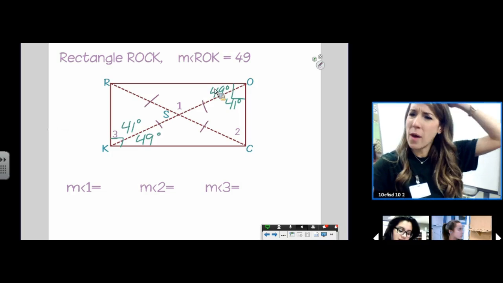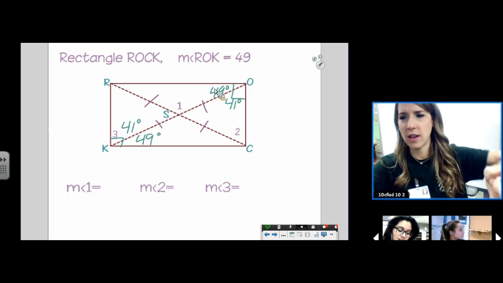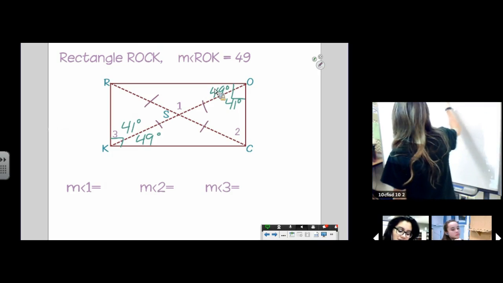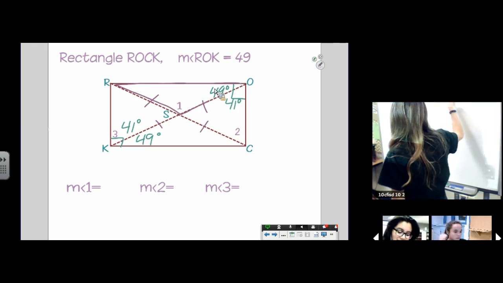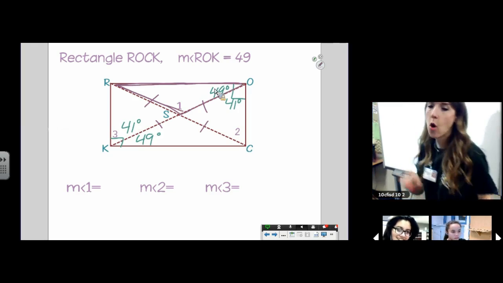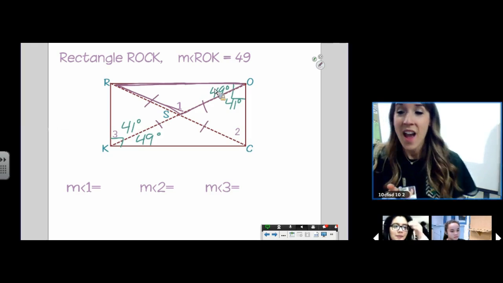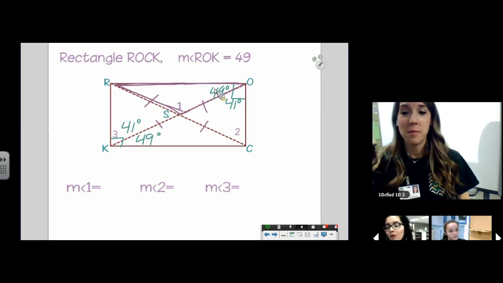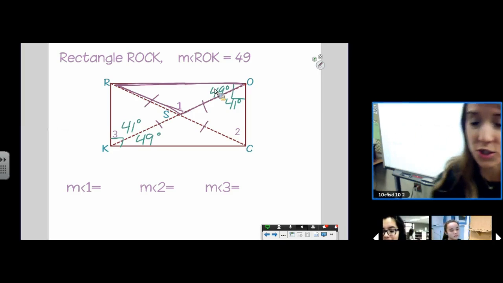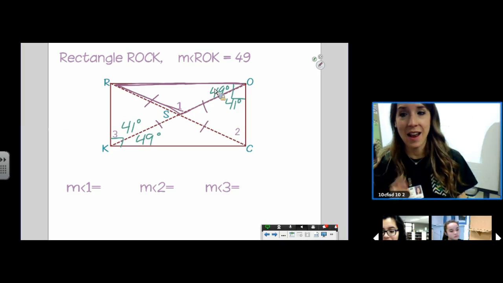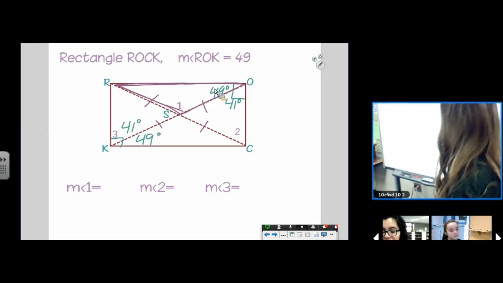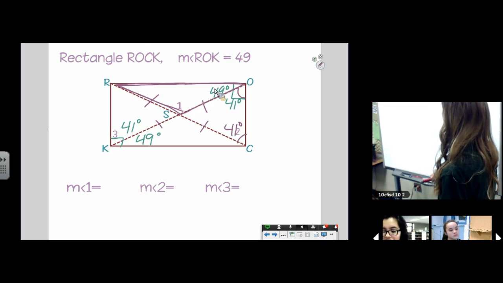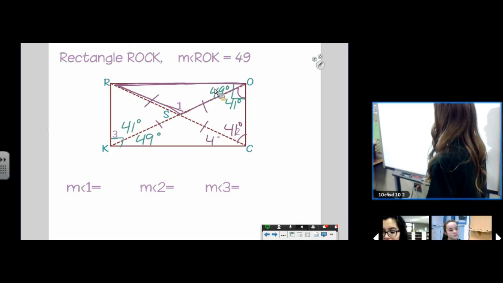Now, that's all well and good, but we're not looking for segments, Miss Stanton. We're looking for angles. Well, we can use the fact that it creates a certain kind of triangle. What kind of triangle is created? Only in a rectangle, isosceles triangles are created. 4 isosceles triangles are created. And we know by the isosceles triangle theorem that base angles are congruent. So if 2 sides are congruent, then the opposite angles are congruent. Arc, kind of like that. 49, 49, kind of like that.